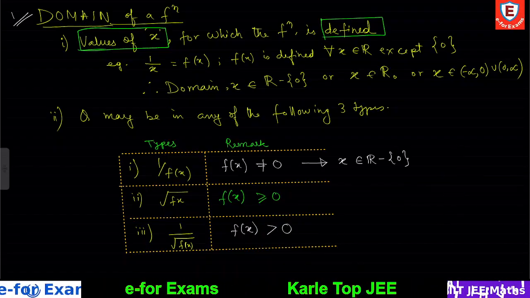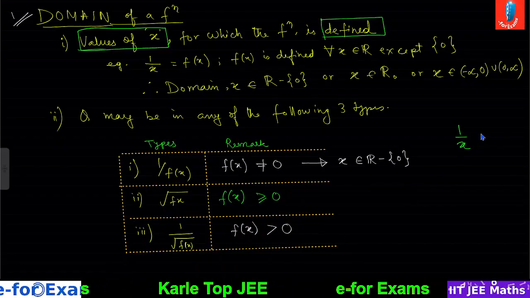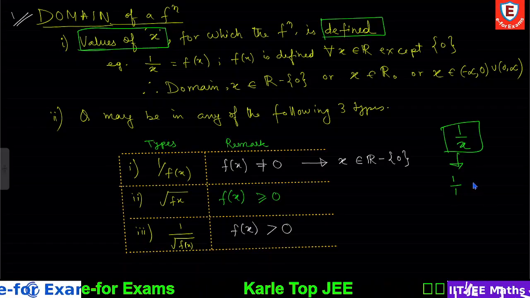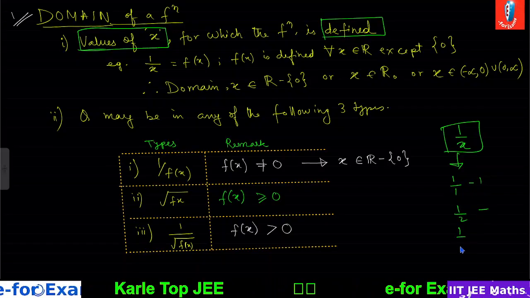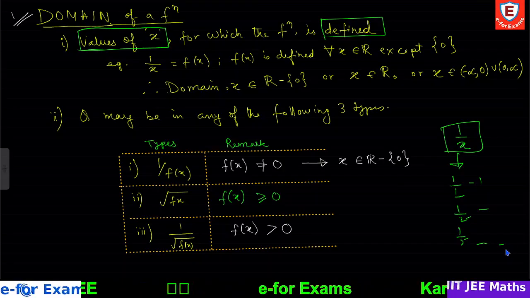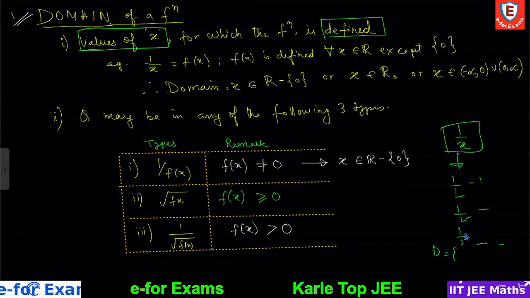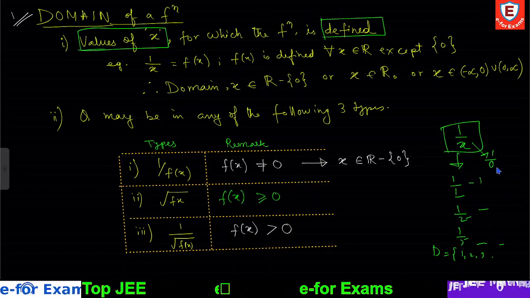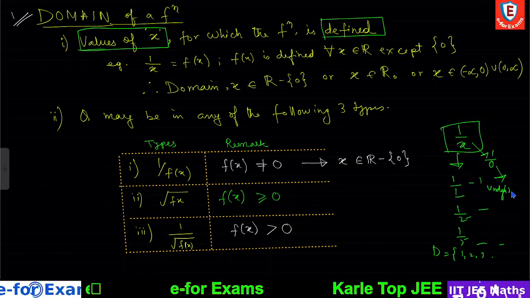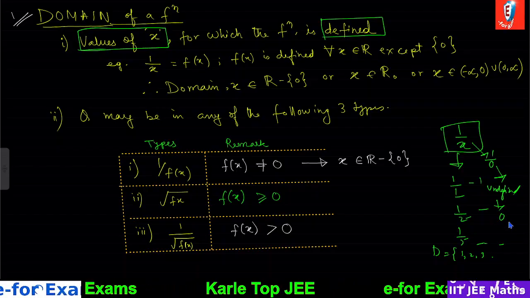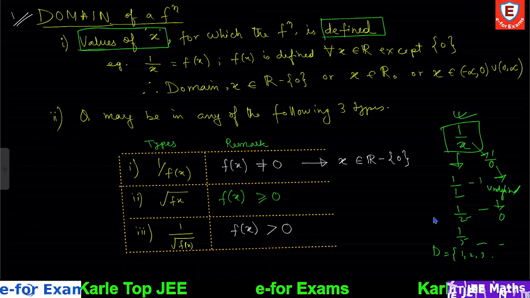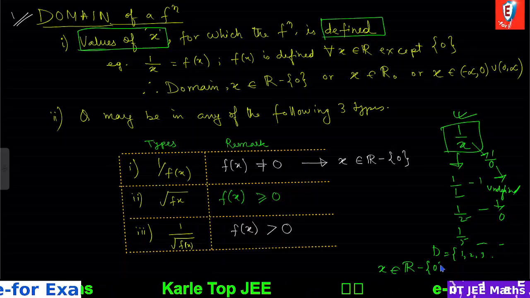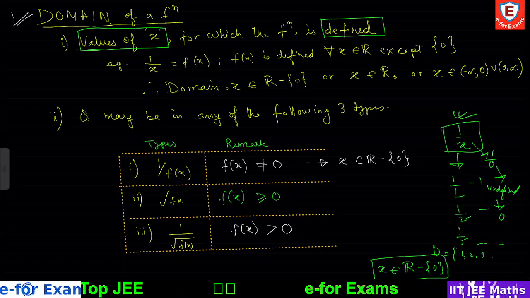Example, let's see. If there is a function 1 by x, let us see. If we put x as 1, it is defined: 1 by x equals 1. If we put 2, it is defined. If we put 3, it is defined. So 1, 2, 3, etc. are values of x. So domain means we can take 1, 2, 3 here. Suppose I put 0, is 1 by 0 defined? Undefined. So 0 cannot be the value of x for this function 1 by x. So x can be any real value except 0. This is domain. Got it?